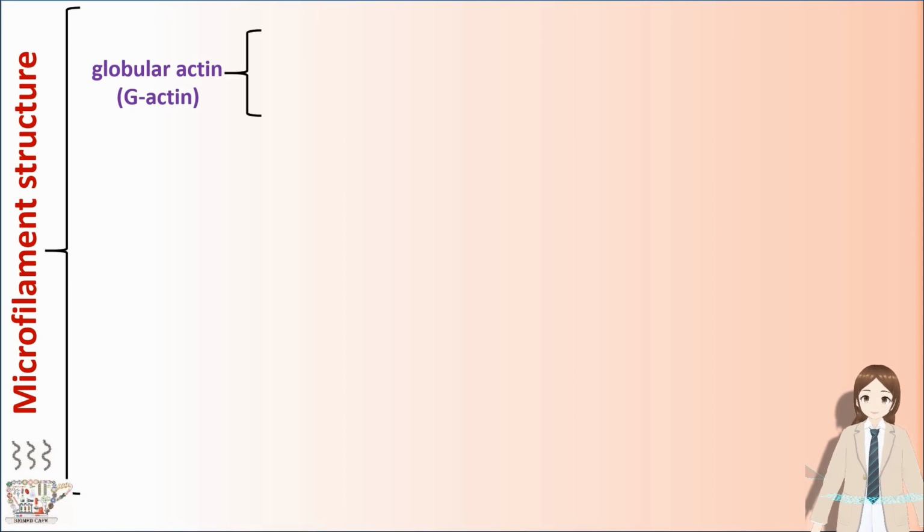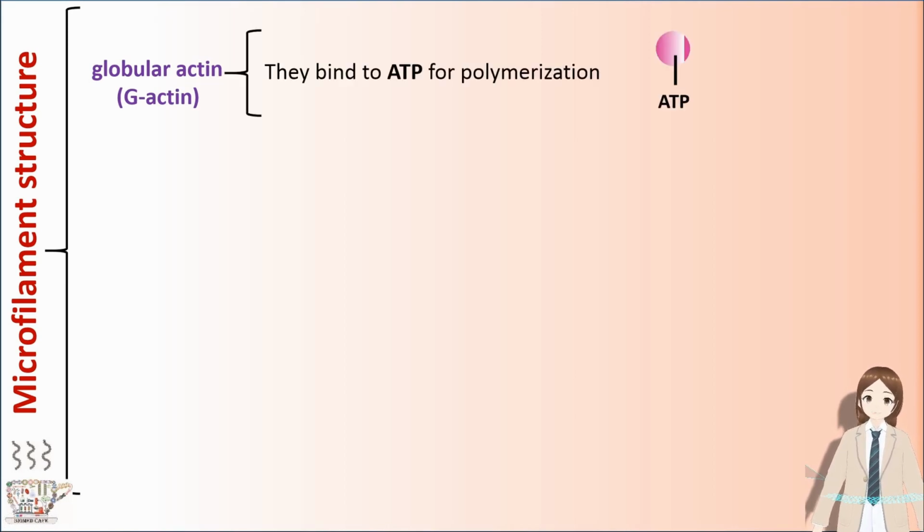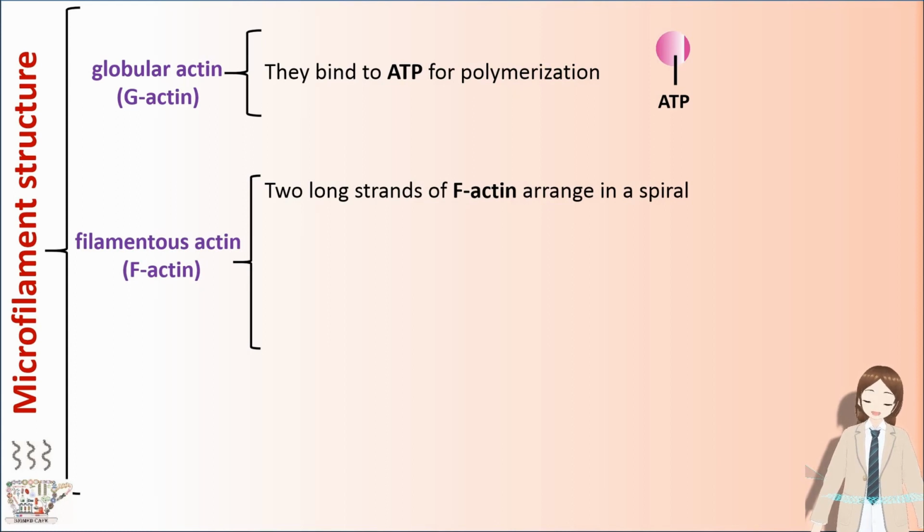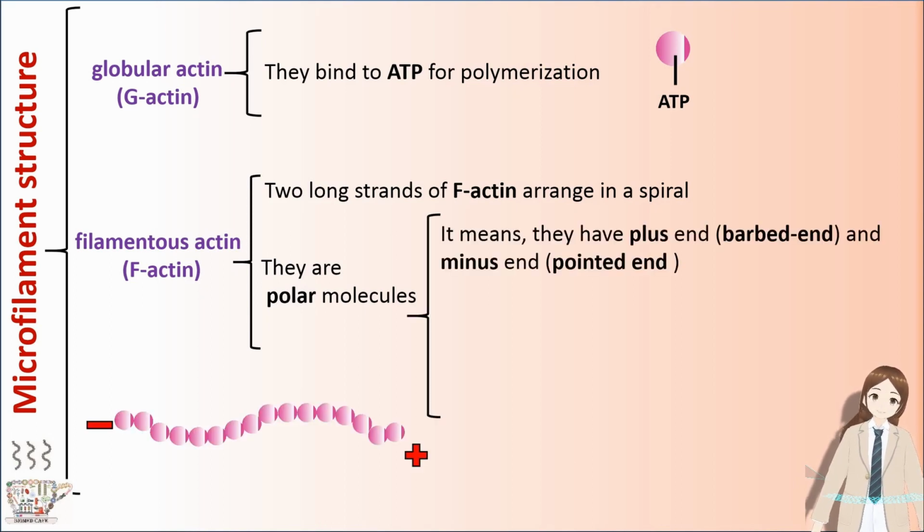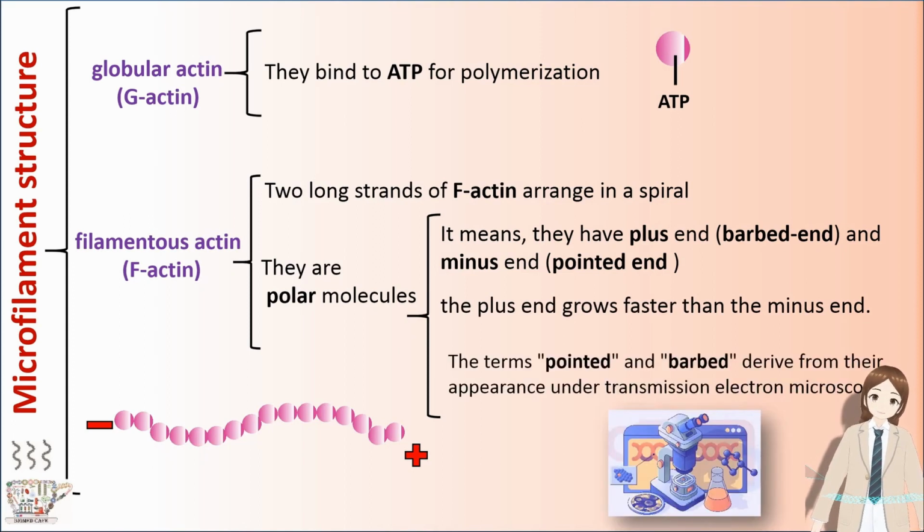Globular actin or G-actin binds to ATP for polymerization. Filamentous actin or F-actin: 2 long strands of F-actin arranged in a spiral. They are polar molecules. It means they have plus end or barbed end and minus end or pointed end. The plus end grows faster than the minus end. The terms pointed and barbed derive from their appearance under transmission electron microscopy.